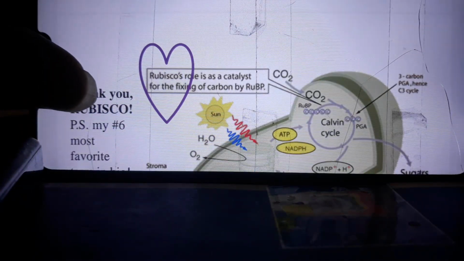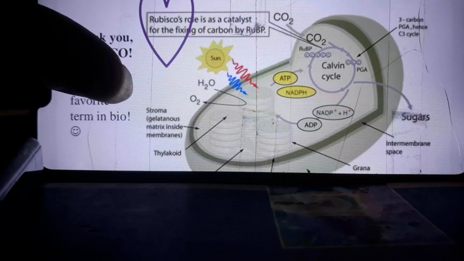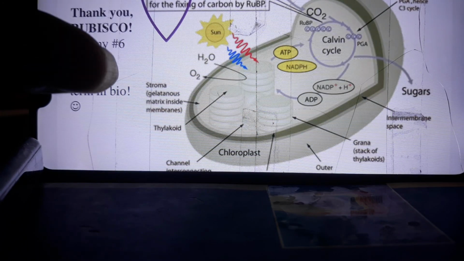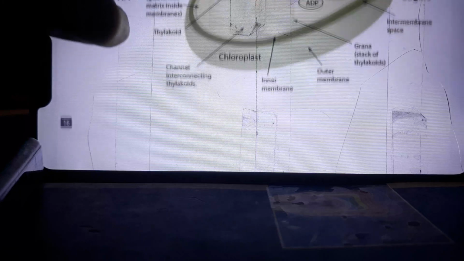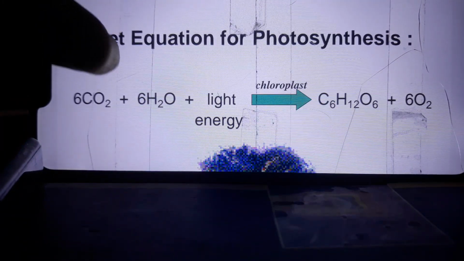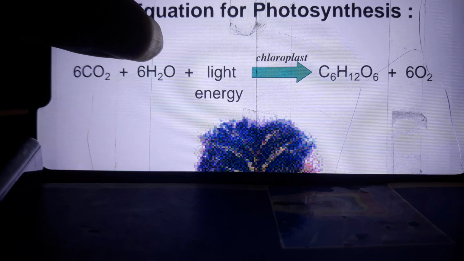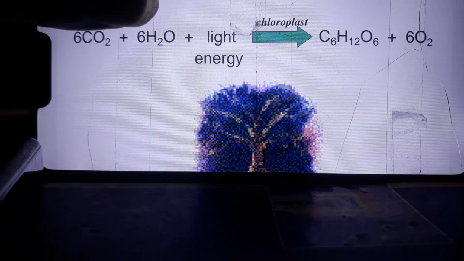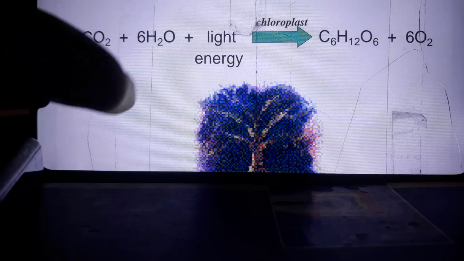Now, Rubisco's role is as a catalyst for the fixation of carbon by RuBP. Note this diagram, it should help you a lot. So the net equation for photosynthesis: 6 CO2 plus 6 H2O plus light energy in the presence of chloroplast gives 1 sugar, that's C6H12O6, glucose, plus 6 O2, oxygen.